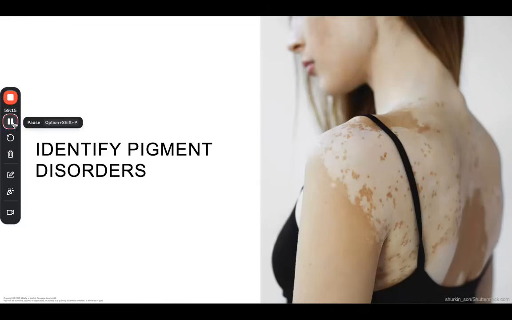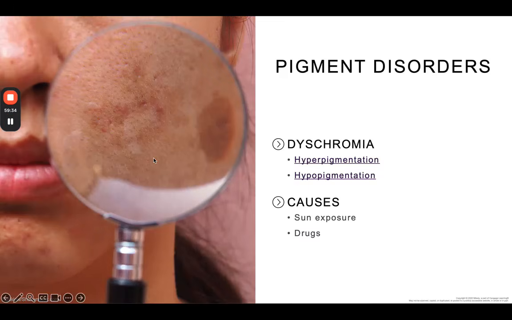All right, so we have objective number 8, which is identify pigment disorders. The genetic background of a person influences their pigment disorders if they have them. Abnormal pigmentation is also referred to as dyschromia. Dyschromia can be characterized by hyperpigmentation or hypopigmentation. So I would definitely add both of those to my notes if you're taking notes, which I highly recommend.